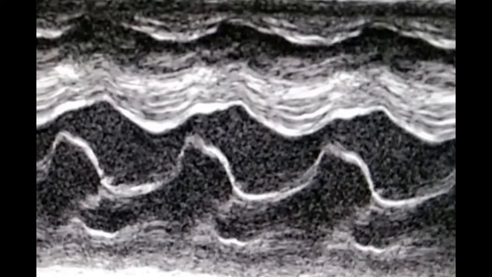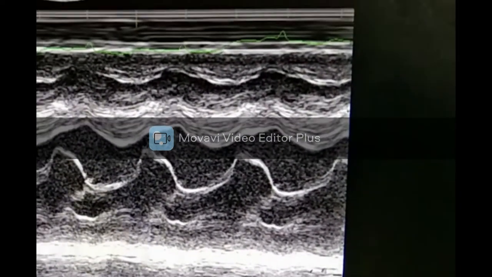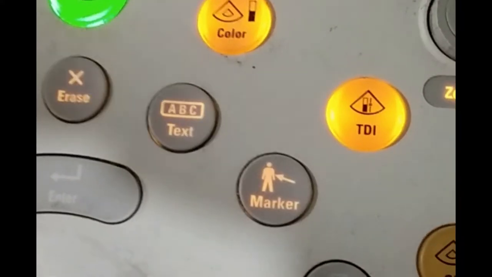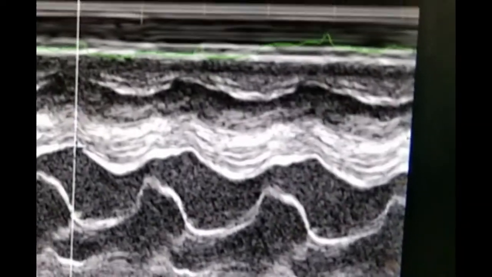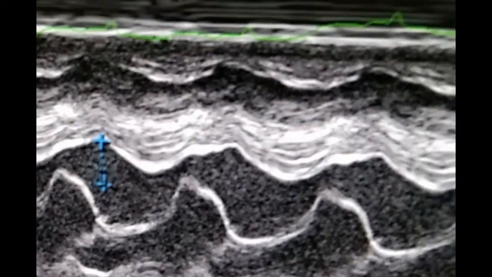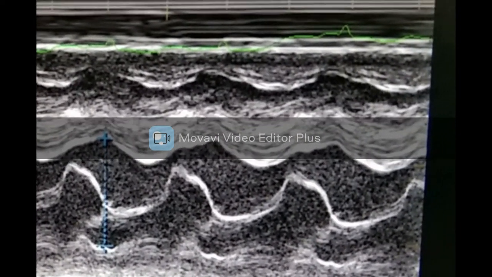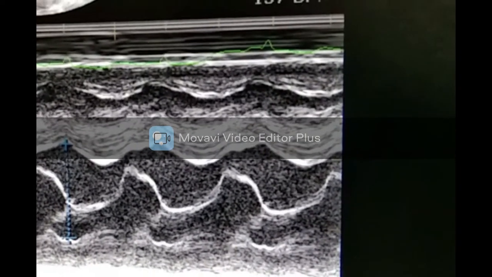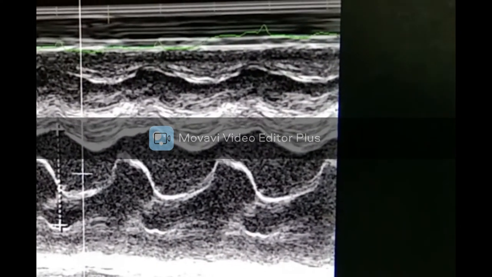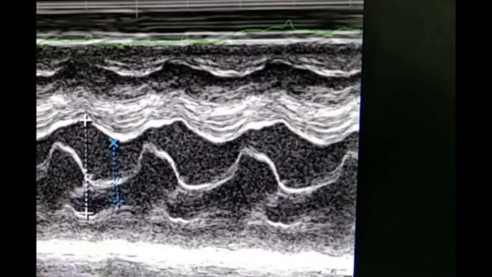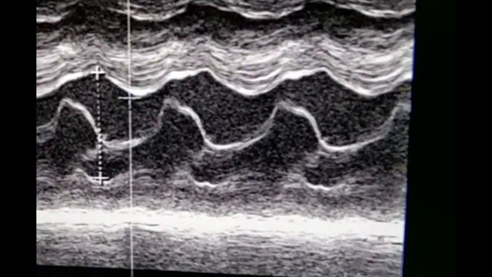Now, this is very useful to look at end diastolic dimension and end systolic dimension. How do we get it? This is the caliper. You can see the caliper here? Yes, sir. I press the caliper there. This is the end diastolic one. You can see this? And from there, you take till the posterior wall of the left ventricle. This is the end diastolic dimension. The end systolic dimension here, you see, this is the end systolic dimension.